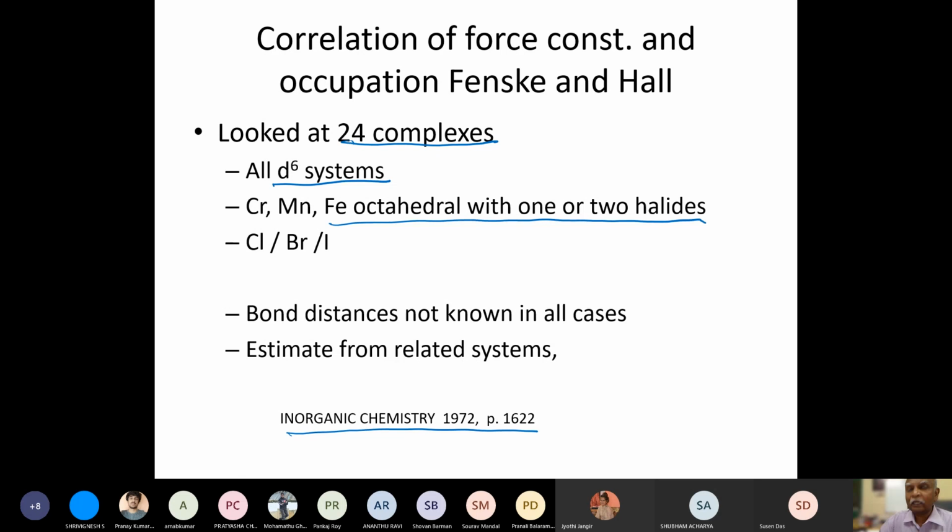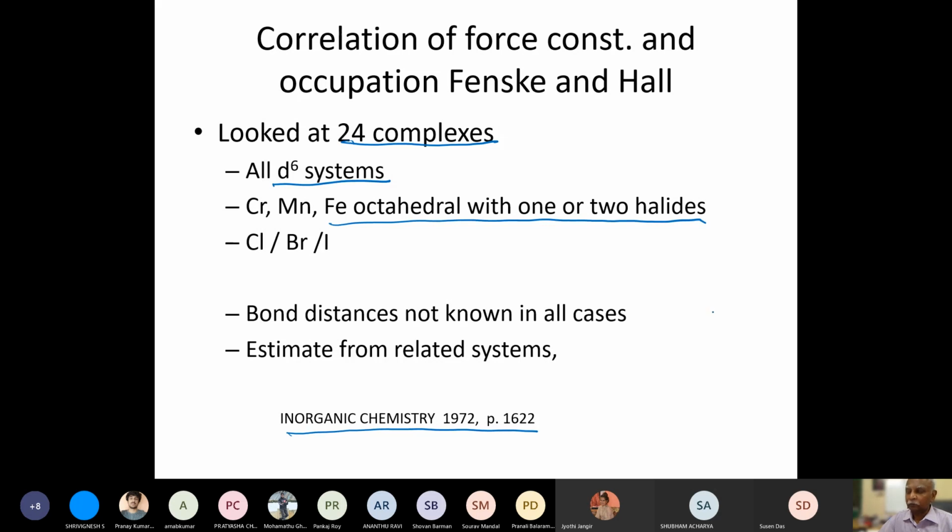What happens when you have a halide? The halogen is electronegative, so it's going to pull electron density from the metal and leave the metal partially positively charged. So when there is a positive charge on the metal, then the increasing positive charge is going to affect the carbon monoxide stretching frequency. It will do that on the carbon monoxide which is trans to the ligand significantly.